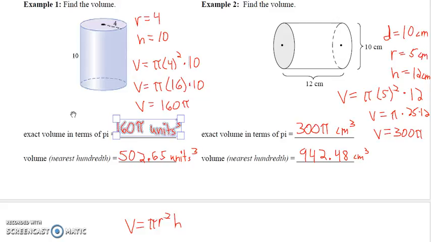Now, in the last section when we did area, all of our answers were squared. Volume, all of our answers are cubed. Okay? So they didn't give us a unit, so we're just calling it units. Units cubed. The exact volume, 160 pi.